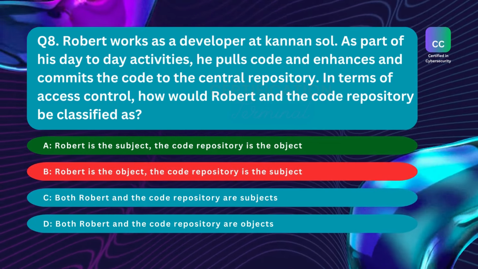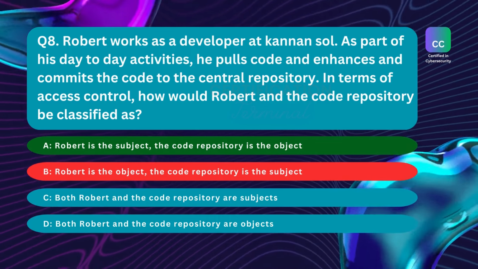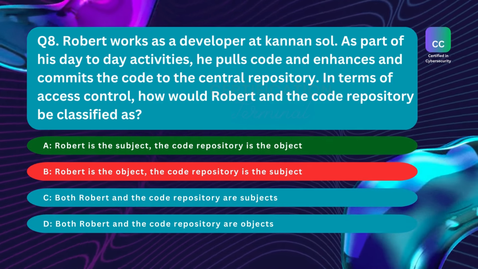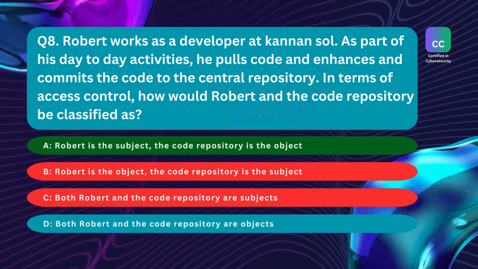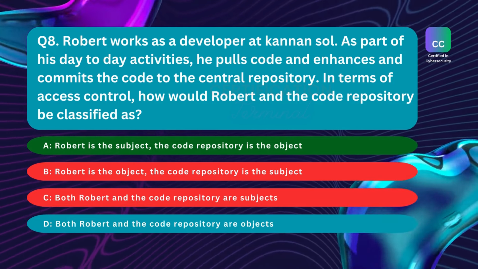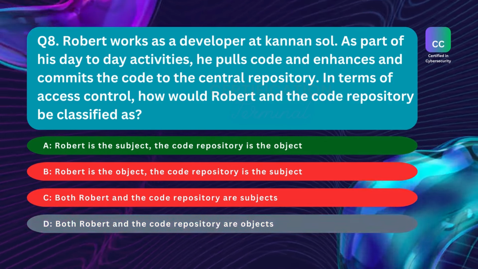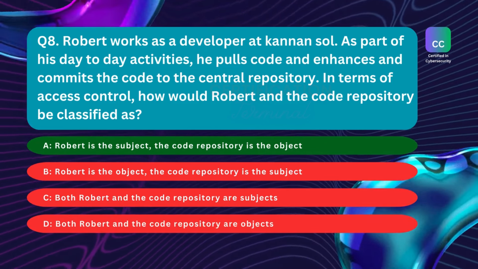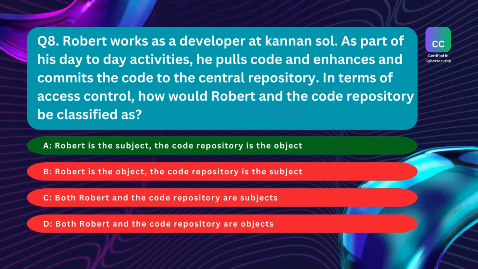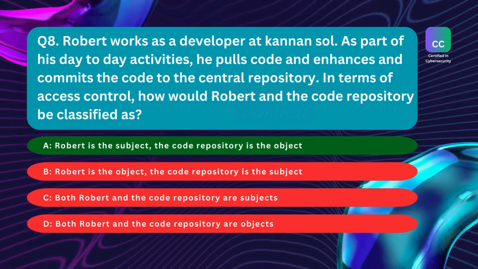Option B is incorrect, because Robert, who is requesting access, is not an object but a subject. The code repository is not the one seeking access, so it is not the subject. Option C is incorrect, because the code repository does not initiate an access request, it's the entity being accessed, so it is an object, not a subject. Option D is incorrect, because Robert is not an object, he is the one initiating the request for access, so he is a subject. The code repository, being accessed, is indeed an object.